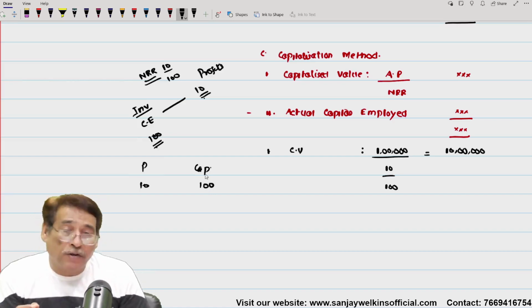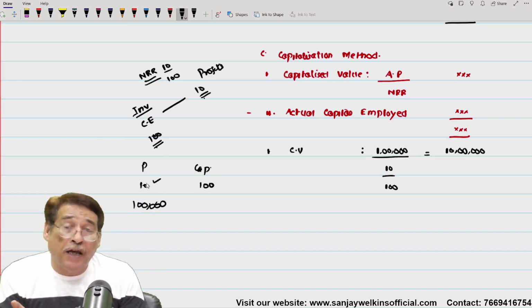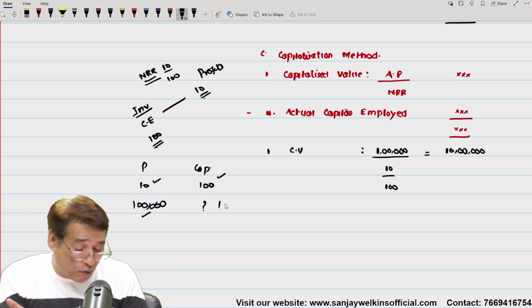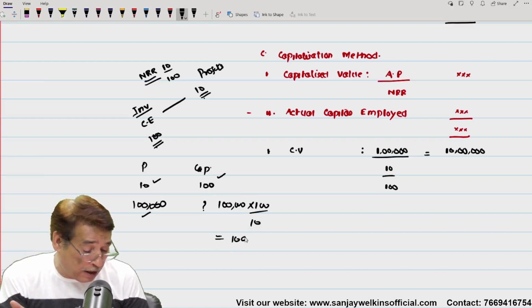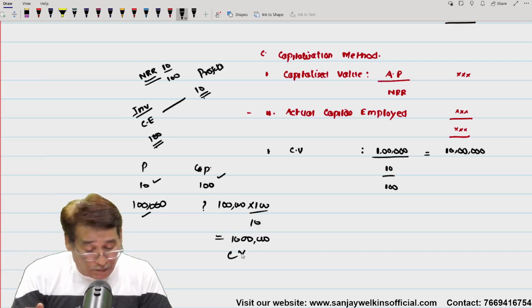Now, because our firm's profit is equal to 1 lakh, for a profit of 10, the capital requirement is 100. For a profit of 1 lakh, what is the capital requirement? 1 lakh into 100 divided by 10, that is equal to 10 lakh. You can see this is nothing but capitalized value.